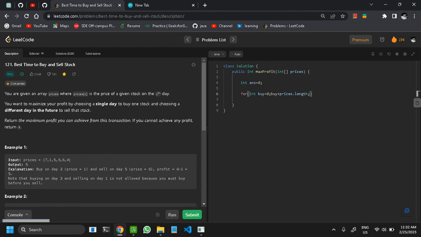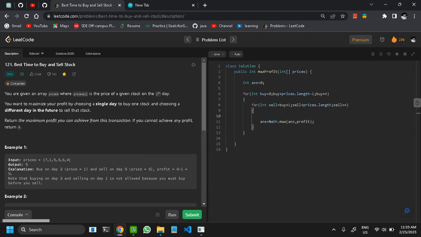After that, here I'm considering all the buy days. So let me do it minus 1, because I will start my selling price from buy plus 1, and now my sell should be smaller than length, and sell will move. Okay, so I'm going to have my answer as the maximum of the answer that I already have and the current profit that I'm getting.